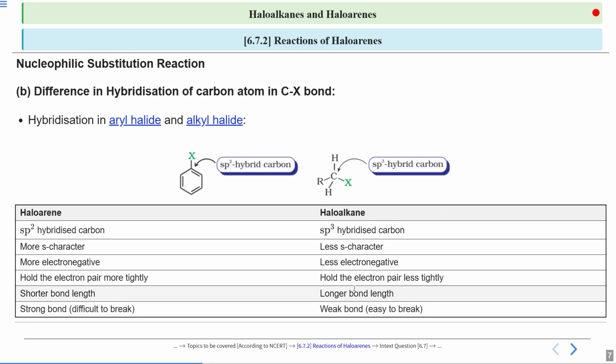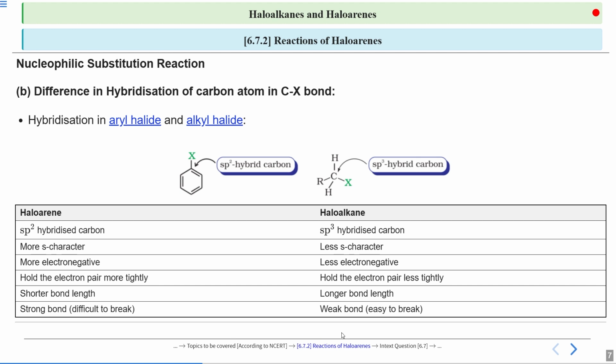So, it is difficult to break. Meanwhile, in the haloalkanes, we have lesser s character, due to which there is lesser electronegativity, due to which the electron pair is held by lesser force. That means less tightly comparatively to haloarenes. Due to which, in the haloalkanes, the bond length will be longer and the bond will be weak. That means, compared to haloarenes, the bond is easy to break in the haloalkanes.